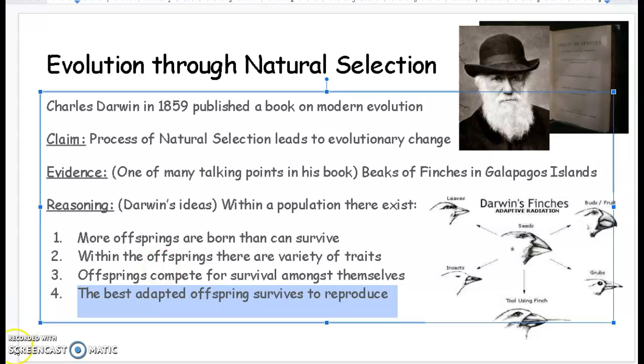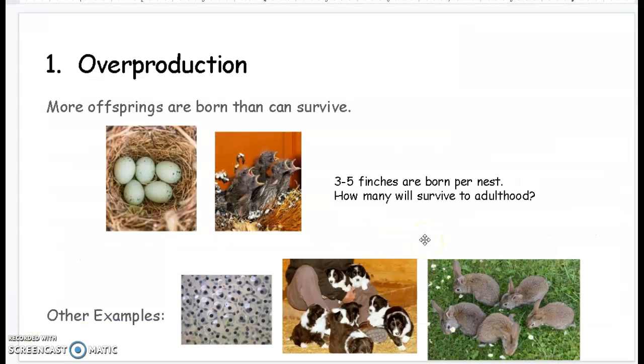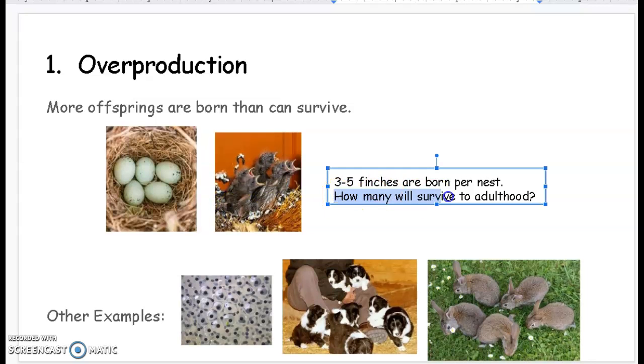I'm going to show you an example. And so step 1, I call it overproduction, because more offsprings are born than can survive. You overproduce. We're going to go with Darwin's example of finches. Each finch, 2 finch parents, will have 3 to 5 finches per nest. So imagine, the longer you live, the more offsprings you have. So the best adapted one will survive. When the eggs hatch, I ask you this question: how many will survive to adulthood? Perhaps 1, maybe none.